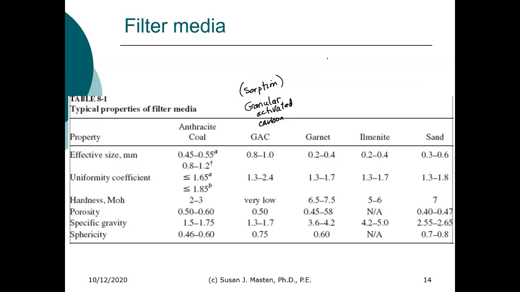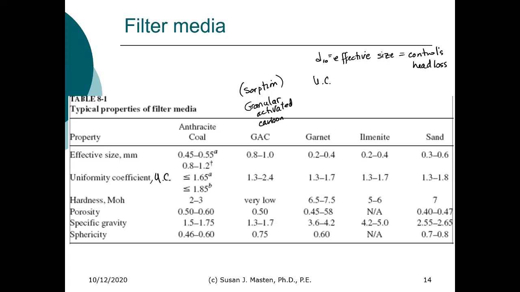One is the effective size. The effective size is defined as the sieve size for which 10% of the sand passes. So think back at the video we watched with particle size distributions and sieve analysis. So it's the diameter or the mesh size for which 10%, and it's a cumulative 10%, of the sand passes. This controls head loss.